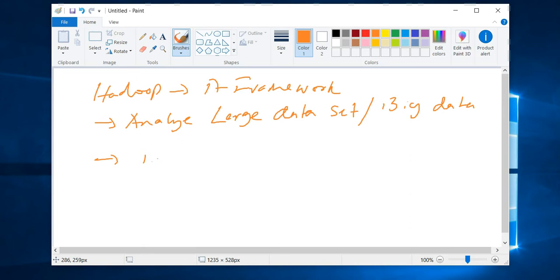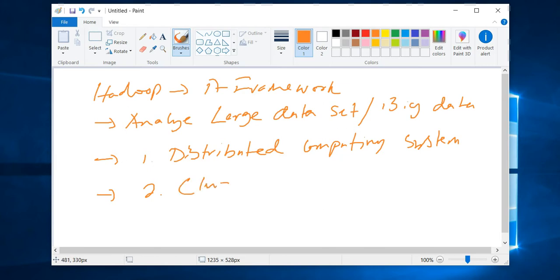Number one, we have a distributed computing system. And number two, we have a cluster of computers. Okay, so in order to understand Hadoop, we need to focus on these three things. Number one is the distributed computing system. Number two, the cluster of computers. And number three is large data set.